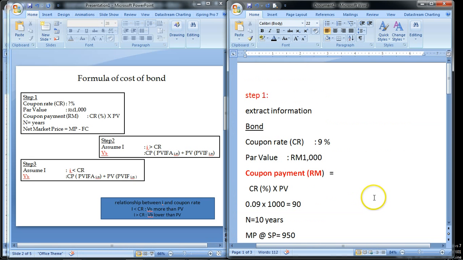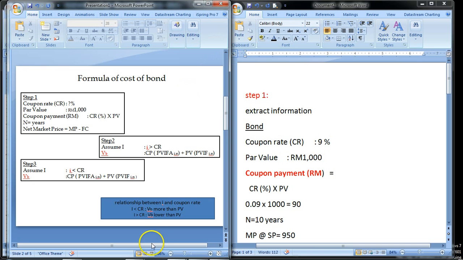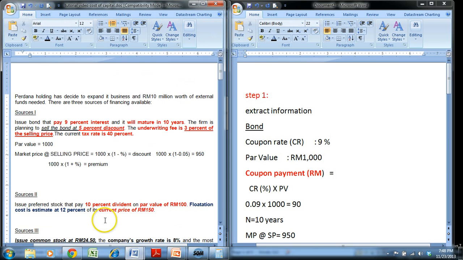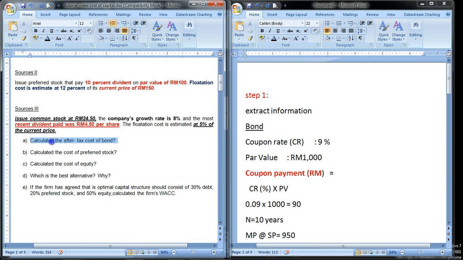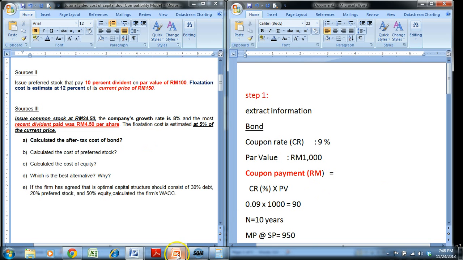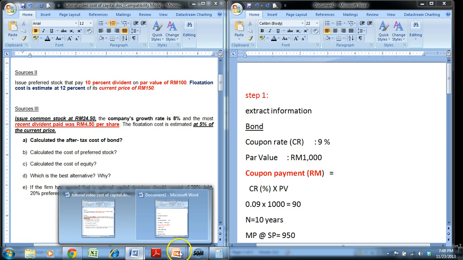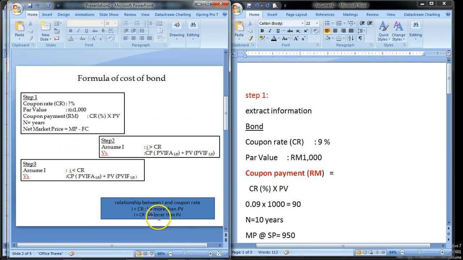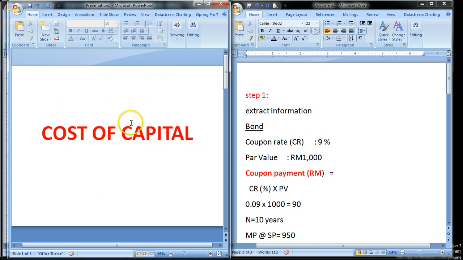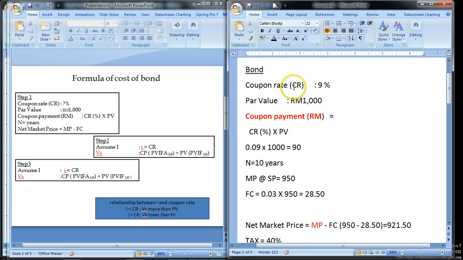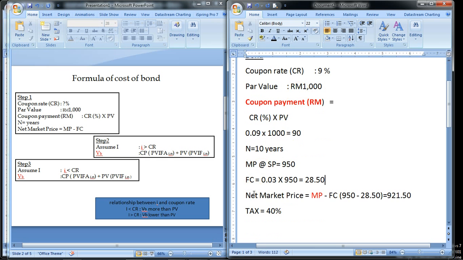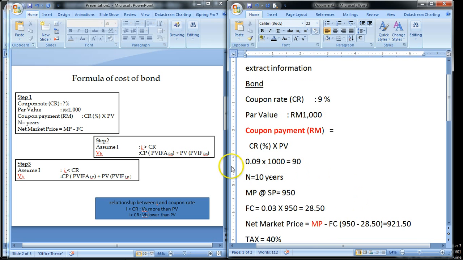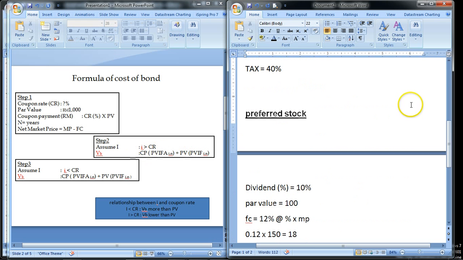After we have extracted all the information, now we do the first question, where, as you can see, we need to calculate the tax cost of bond. So what are the steps? Simple. We go back to our steps. Step 1 is done, because we have all the information now. You see on the right side, this is step 1, all the information that we have. Alright class, now we go to step 2.